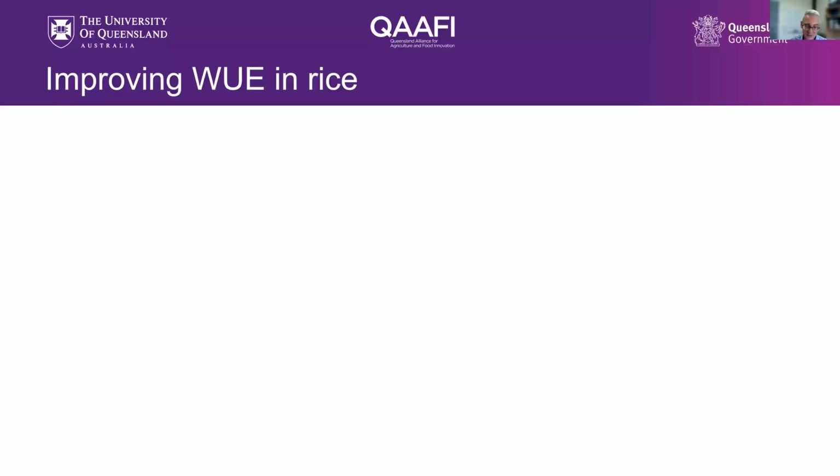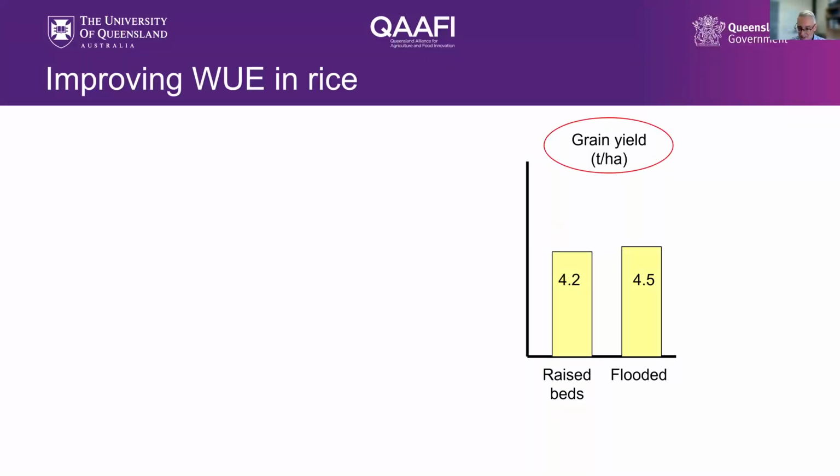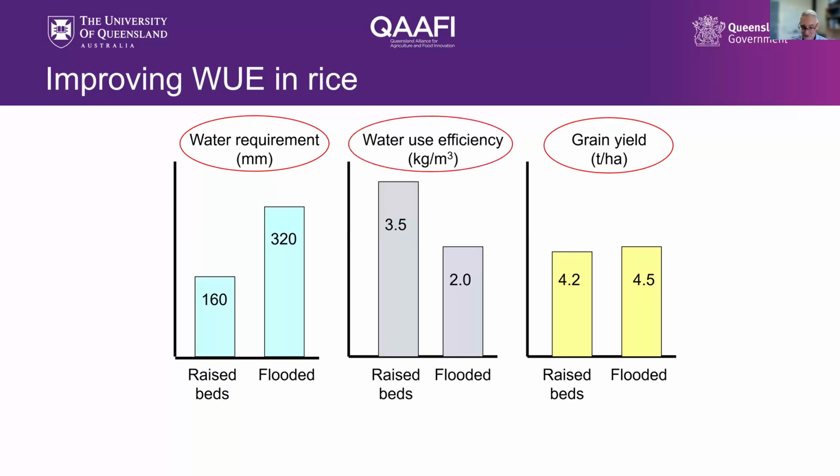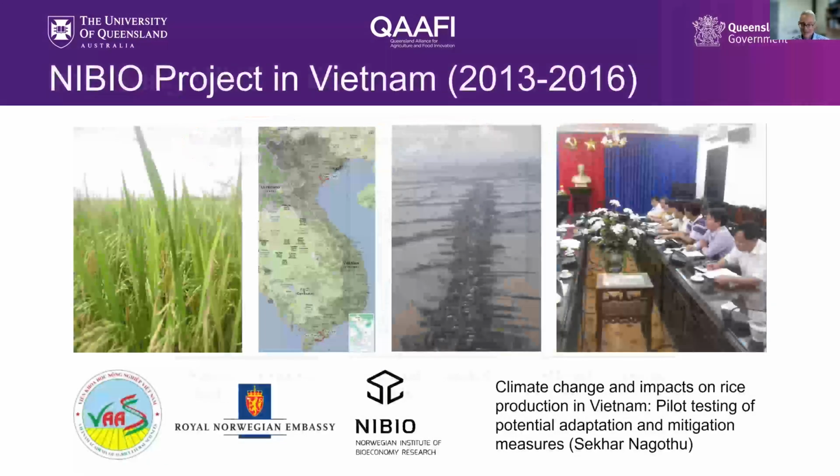And then the work in Lombok, we were able to look at raised beds versus flooded and showed that you could produce a similar grain yield with both systems. The water requirement in raised beds was half that of flooded, and the water use efficiency was almost double. And then from 2013 to 16, I worked in Vietnam with the Norwegian Institute for Bioeconomy Research on climate change and impacts on rice production in Vietnam.